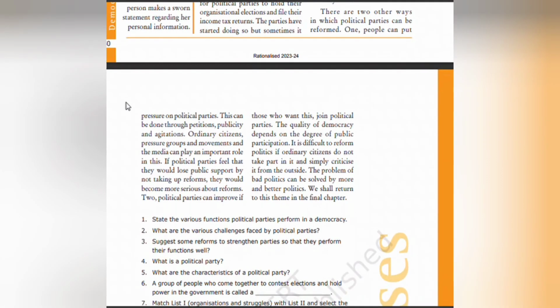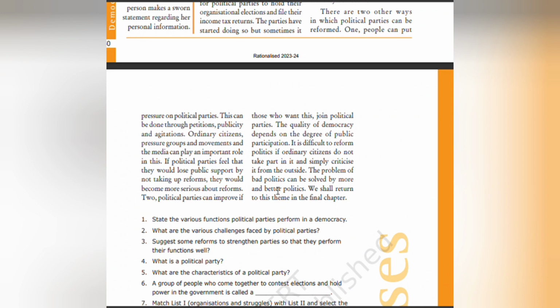One, people can put pressure on political parties. This can be done through petitions, publicity, and agitations. Ordinary citizens, pressure groups, movements, and the media can play an important role in this. If political parties feel that they could lose public support by not taking up reforms, they would become more serious about reforms.